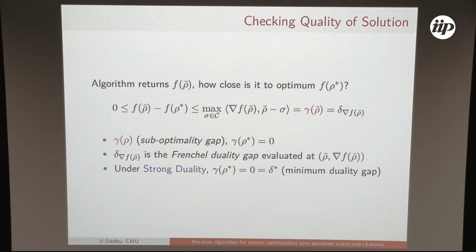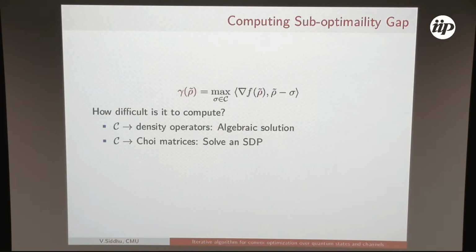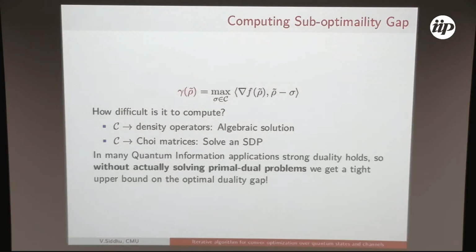So you get this number out. But now I told you to compute this number, and you're like, how do I compute that number? It's a linear function over a convex set. For the set of density operators, this has an algebraic solution. And for the set of Choi matrices, you can solve an SDP. So at the end of your optimization, you solve a short SDP, and you have a certificate of optimality.